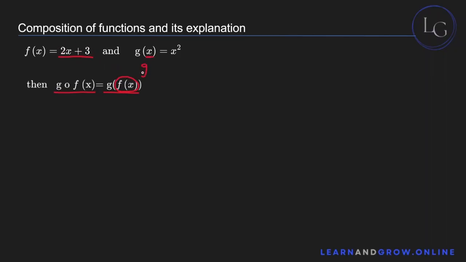So that just basically means g of 2x plus 3, right? And what does that equal? Since g of x is equal to x squared, this x is replaced with 2x plus 3, so x squared is now equal to (2x plus 3) whole squared.